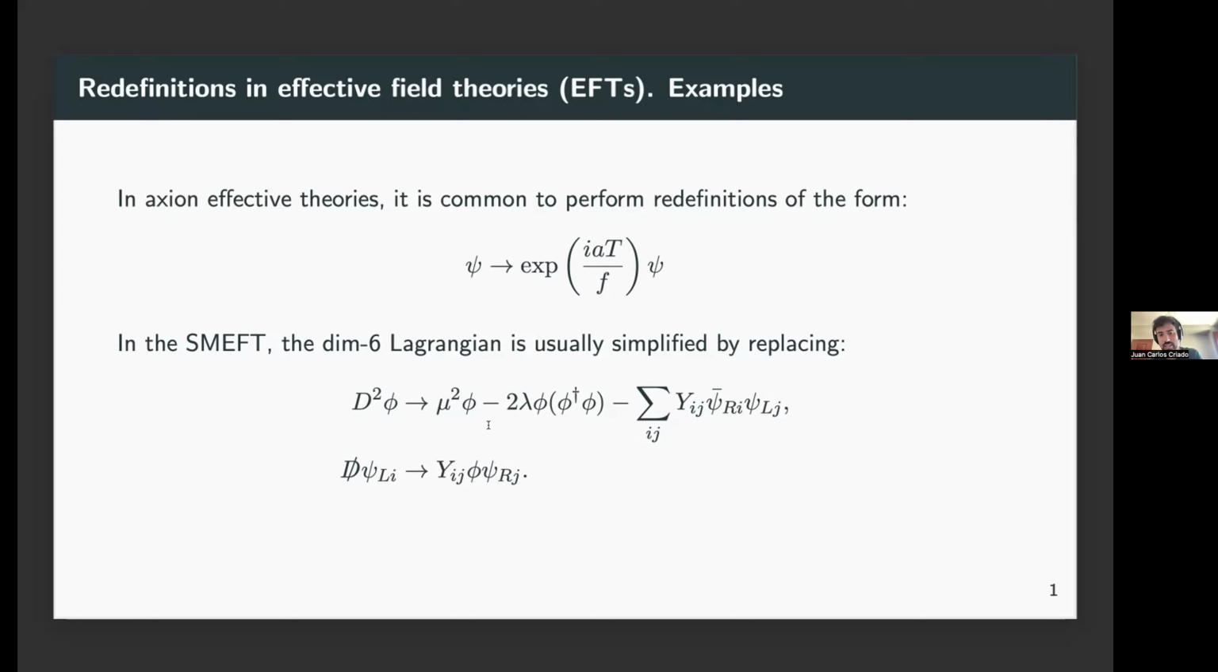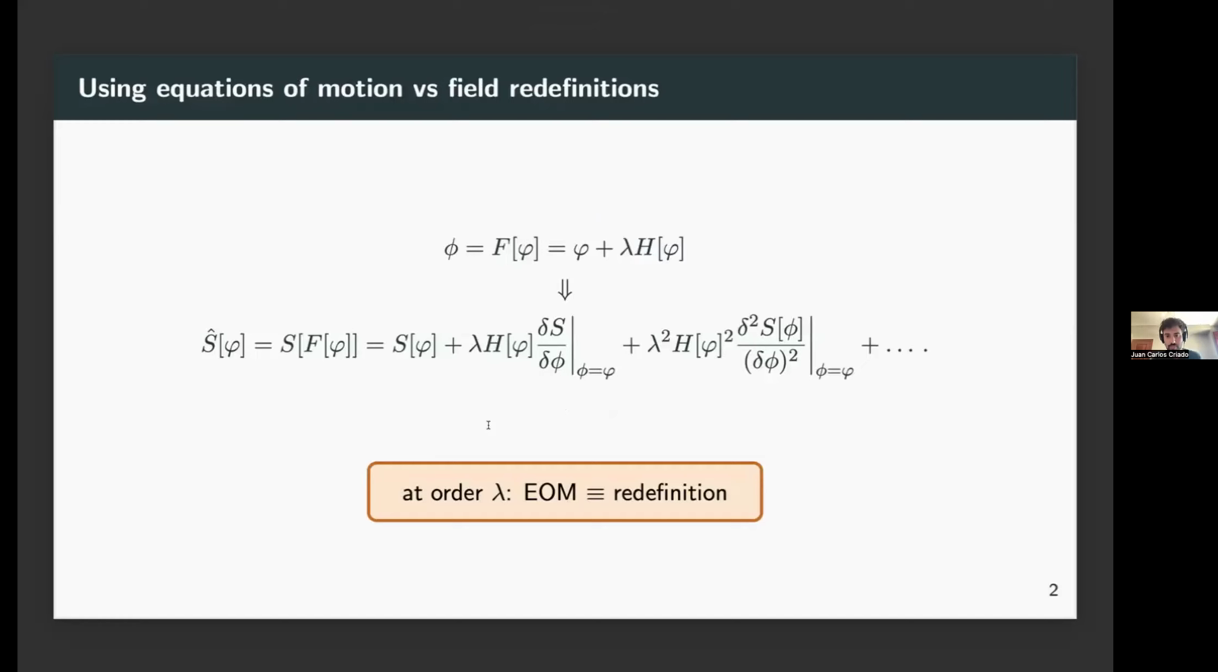This is justified by the fact that this is equivalent to doing a field redefinition, but it only works at a fixed order in the expansion in the EFT. So for example, if you do this at dimension 6 and you don't care about dimension 8 operators, that's okay. But if you want to keep dimension 8 operators, then you need to actually do the field redefinition in order to see all the effects that you have. So let me explain that in a little bit more detail.